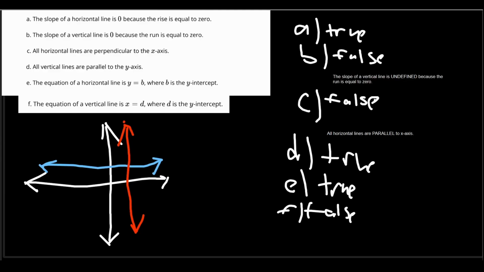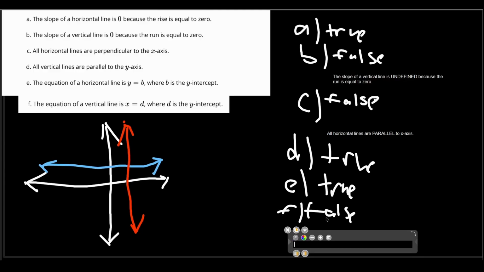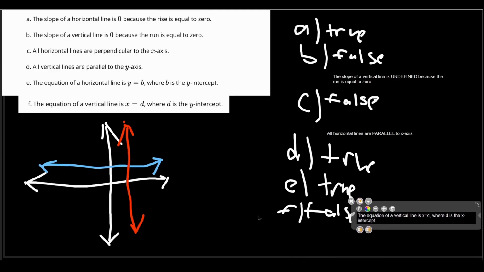we can just write down over here the equation of a vertical line is x equals d, where d is the x-intercept. Okay, that's there. Let's move that over here. Okay, and that is it.